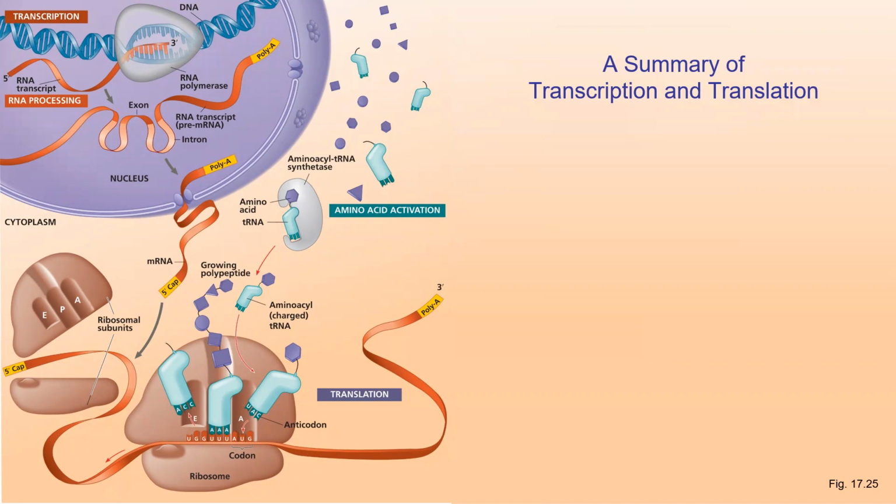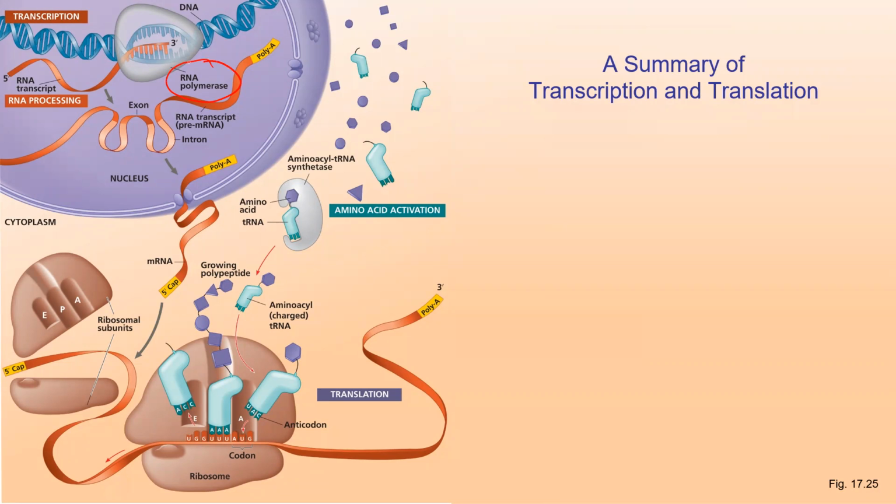This slide here is showing our summary of transcription and translation. I think I showed you this slide before. You can see it's starting in the nucleus. We have the RNA polymerase right here, and the RNA polymerase is making the RNA. Looks like we have a little bit of processing next, where we got the introns being cut out. We got the capping and tailing going on.